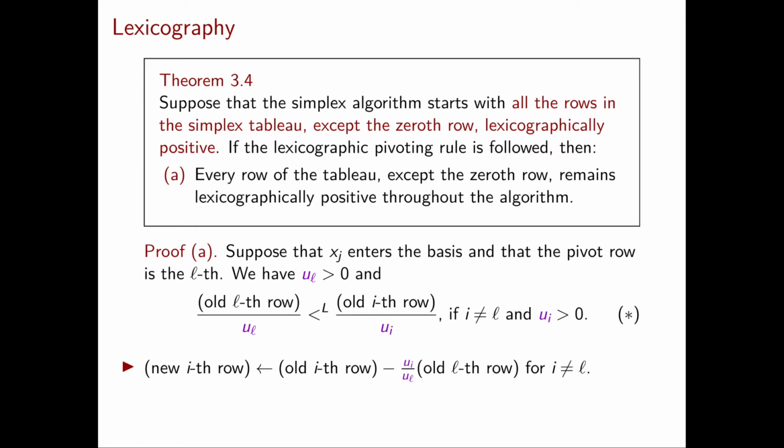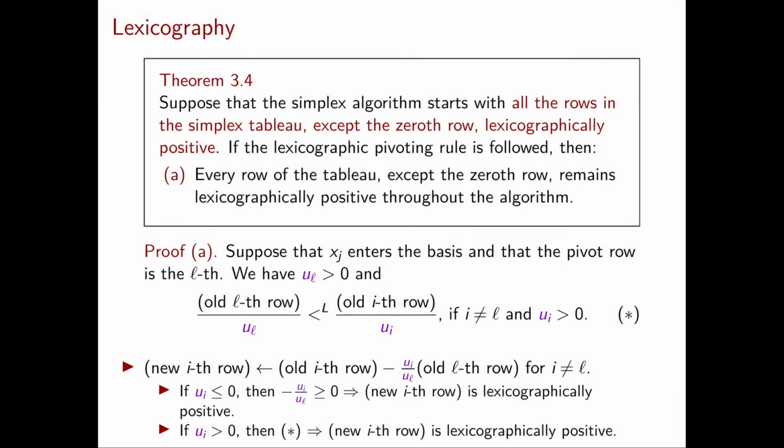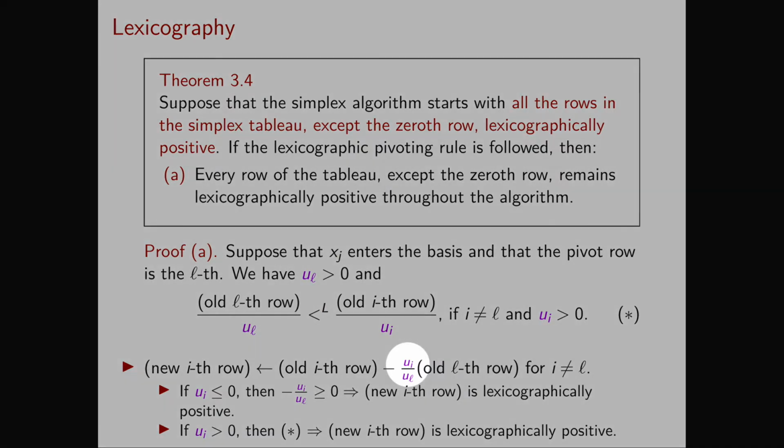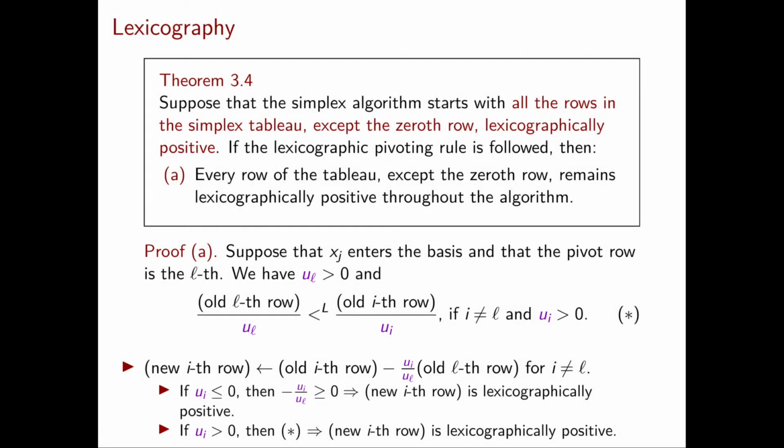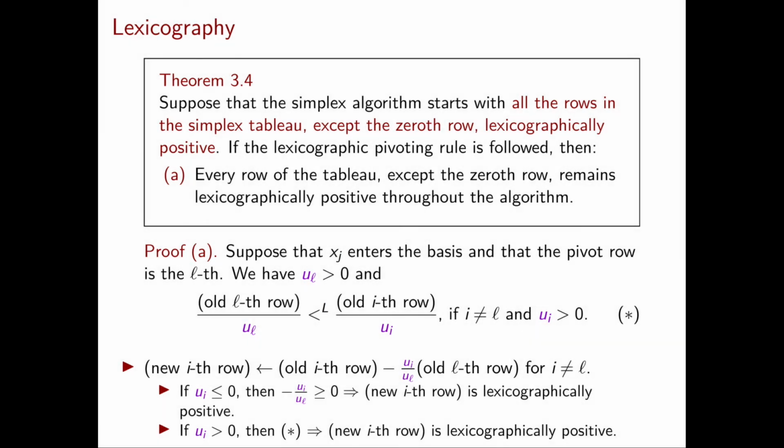So let's look at row I for I different from L. After the elementary row operations, the new ith row will be equal to the old ith row minus UI over UL times the old lth row. Now we're going to consider separately two cases depending on the sign of UI. First, we consider the case where UI is less than or equal to 0. Since UL is positive, we have that minus UI over UL is greater than or equal to 0. Therefore, the new ith row is the sum of two lexicographically positive rows, namely the old ith row and minus UI over UL times the old lth row. Therefore, the new ith row is lexicographically positive.